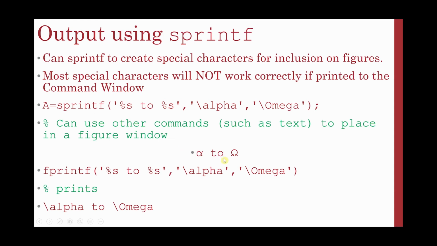You can then use this variable in other figures and all, which we will get to when we do plotting. If we were to do fprintf with the same command, it would print \alpha to \omega because the special \ character doesn't work in the command window. It really only works in figures.